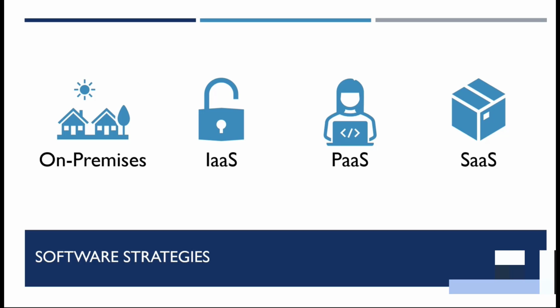First, we have, in increasing order of control from the software producer, on-premises, then IaaS, which is infrastructure as a service, then PaaS, which is platform as a service. And finally, we have software as a service, SaaS. We'll only be looking at the first one and the last one today.